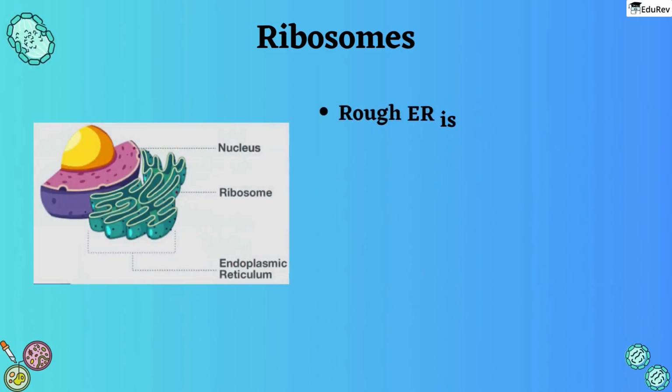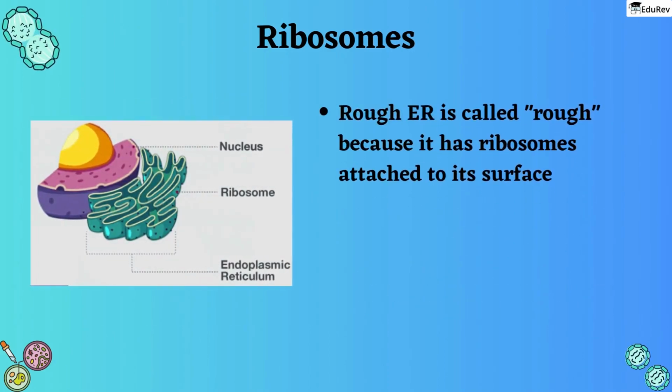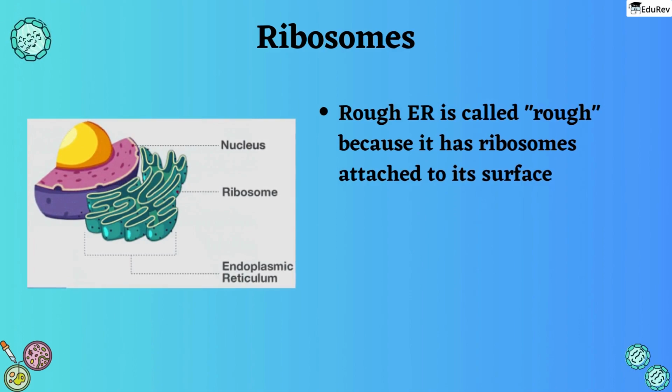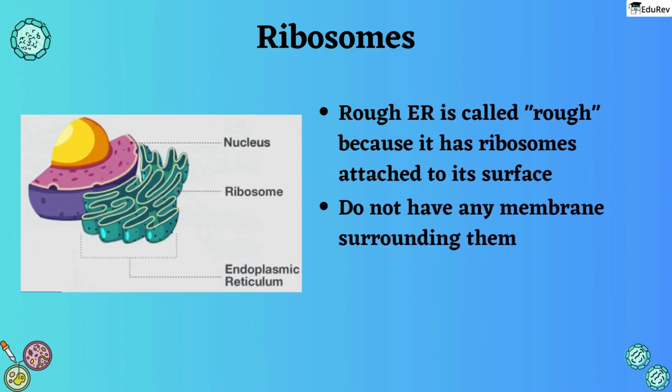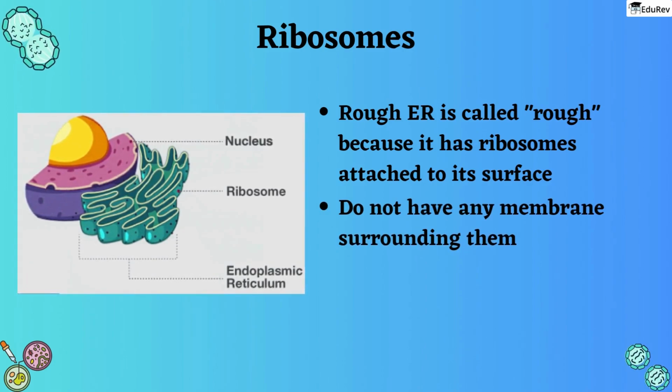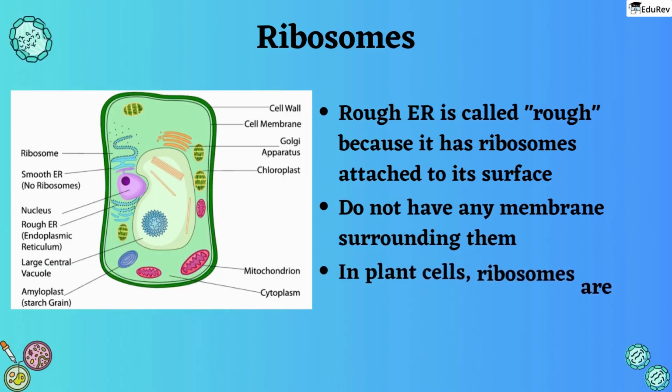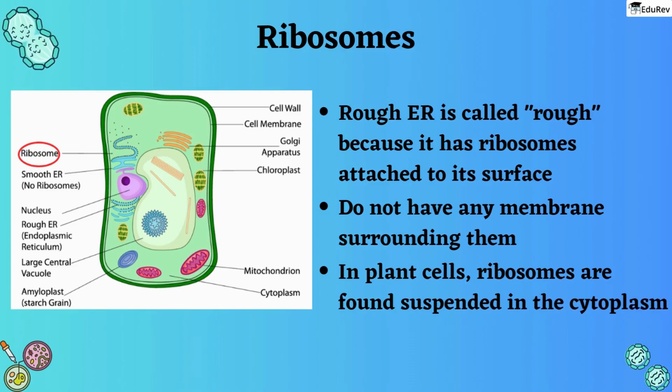discussed above. The rough ER is called rough because it has ribosomes attached to its surface. Ribosomes do not have any membrane surrounding them, which is why they are considered non-membrane bound. In plant cells, ribosomes are found suspended in the cytoplasm.